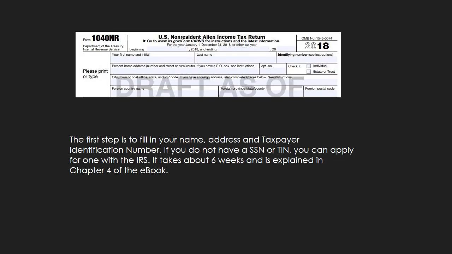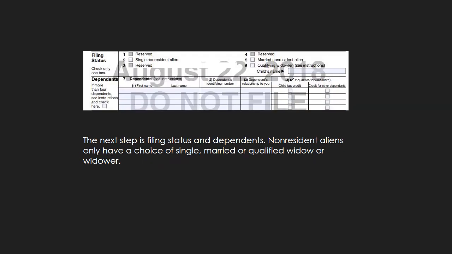So the first step is to fill in your name, identifying number, and your address. The identifying number could be a social security number, or you can apply for a taxpayer identification number directly with the IRS. The next step is your dependents and your filing status. As a non-resident alien, you'll either be single, married, or a widow or widower. Pretty simple stuff.